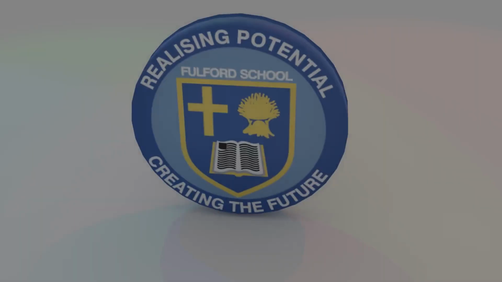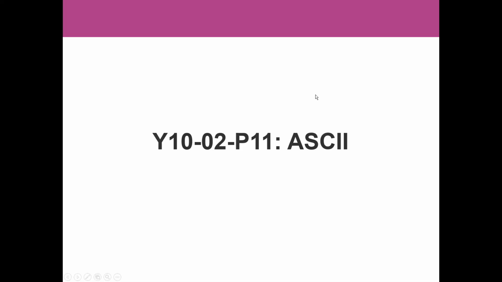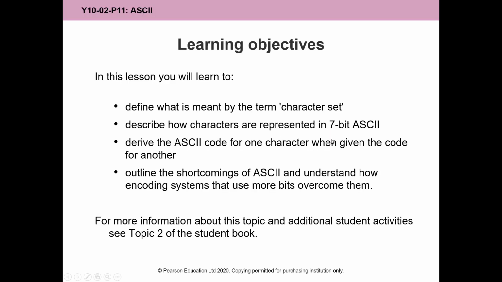Good afternoon. Today we're introducing the American Standard Code for Information Interchange, or ASCII. It's basically a list of numbers that represents each character in the American alphabet, plus a couple of punctuation marks that the Americans think are important.